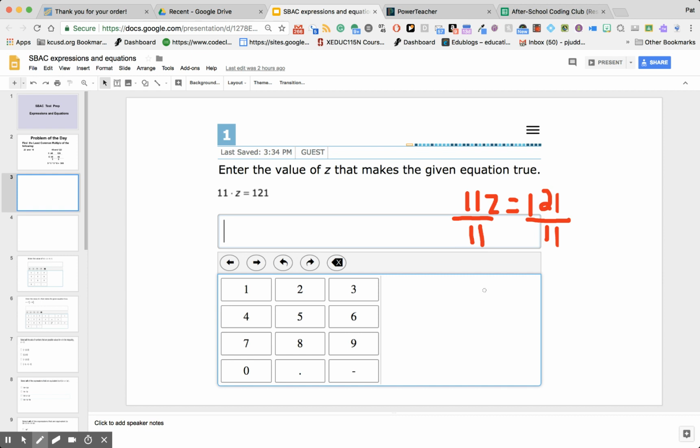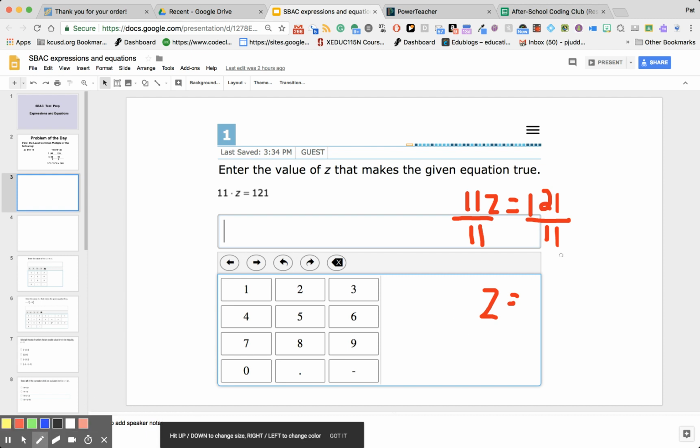11 goes into 11 one time, so you have 1z. Remember, that's an invisible 1. When we first talked about this, we said mathematicians do not believe in writing the number 1 in front of the z. So there's that invisible 1 there. So you have 1z, 11 goes into 121 11 times.